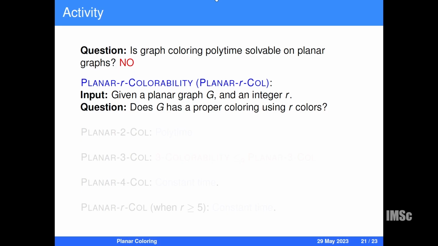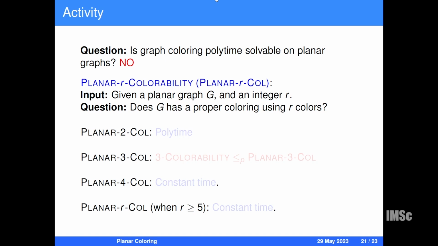So what's the question? The question is planar R colorability. Given a planar graph, and I also give you an integer R, does G have a proper coloring using R colors? So what are the values of R? R could be any integer from 1 to infinity. It could be any number.